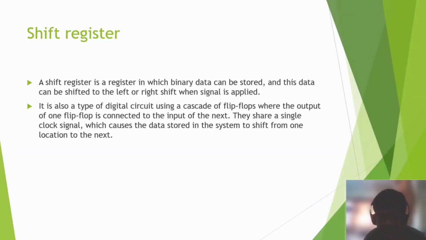In the previous diagram, we saw the data being shifted from left to right because we consider the leftmost flip-flop as the most significant bit and the rightmost flip-flop as the least significant bit. According to its usage, the data can also be shifted from right to left. The shift register is also a type of digital circuit using a cascade of flip-flops, which means a series of flip-flops where the output of one flip-flop is connected to the input of the next. They share a single clock signal which causes the stored data in the system to shift from one location to the next as explained.